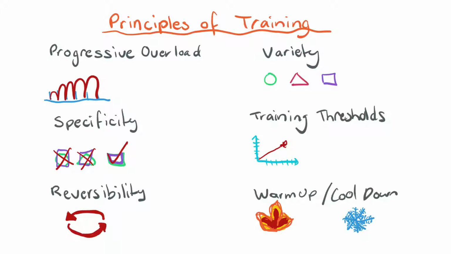When we have a look at the principles of training, we've got progressive overload, which we looked at in the last video. We've got specificity, which we're going to look at in this video. And then there are 4 other principles of training: reversibility, variety, training thresholds, and warm-up, cool-down, which we'll have a look at in some later videos.